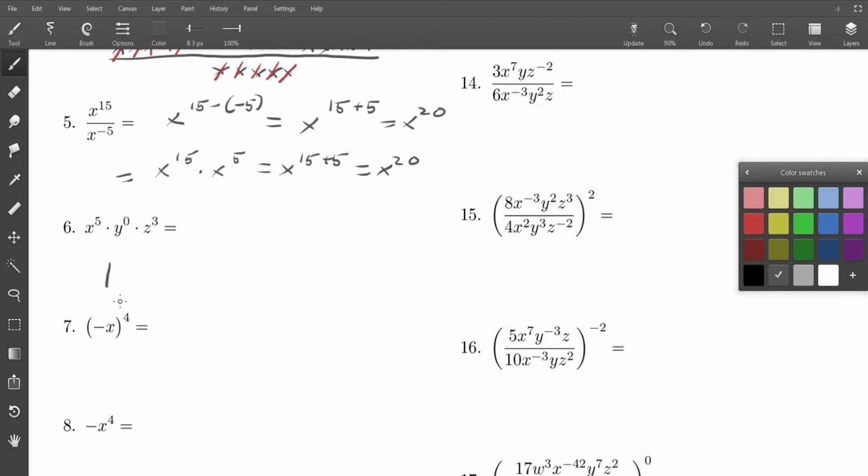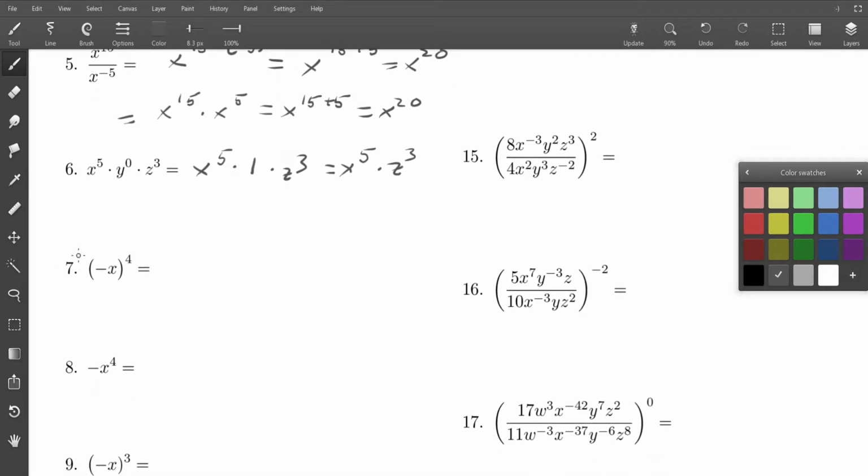So it's just 1. And so when we simplify this, we'll get x to the 5th times 1 times z cubed. But here, this times 1 doesn't add anything extra, right? 1 times anything is just the anything. So we can just go ahead and drop that 1 entirely, and we get x to the 5th times z to the 3rd. So make sure you keep in mind that anything to the 0th power is going to be 1.